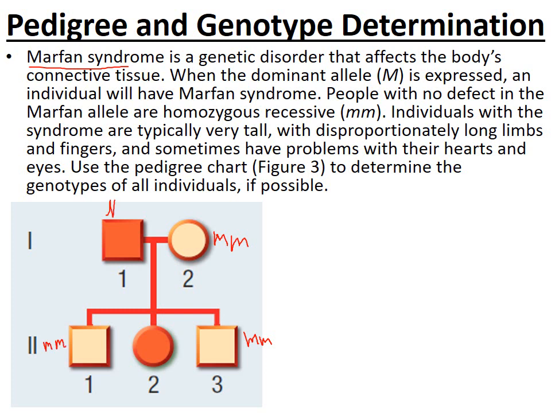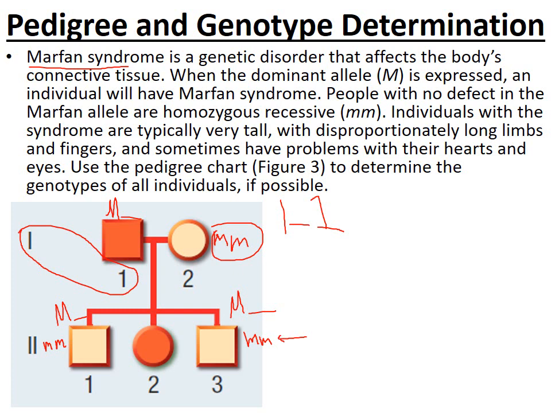Individuals that do have it, we know they're going to be big M something. And we can take a look if we can maybe narrow it down to big M big M or big M little m. So let's take a look at individual 1, 1. He made it with an individual that is little m, and you'll notice that they have kids that have little m. The only way for those kids to have little m is if the father had a little m as well. If you did a Punnett square and you mistakenly said that the father was big M, you would notice that all the kids would be big M, little m, and they would all have the condition. But that's not the case here. Some of the kids have little m, and that means they got it from the father.